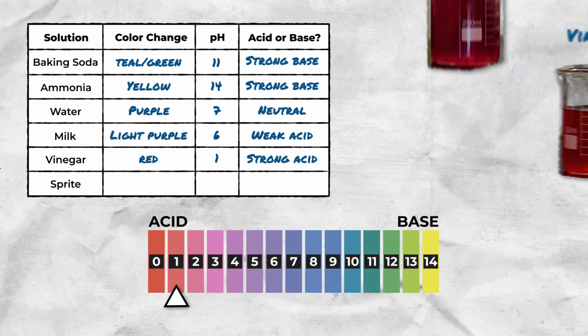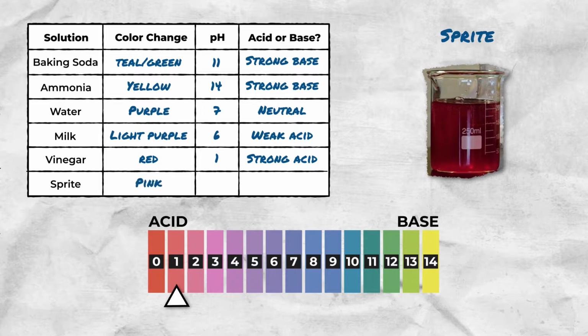And then Sprite. Sprite is very pink. So it's not exactly red, but it's close there. So we're going to say it's a 2, which makes it an acid.